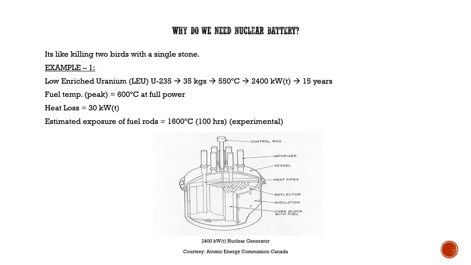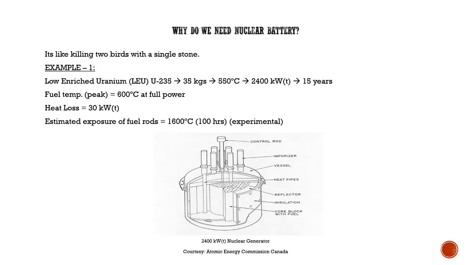This is an example of a nuclear generator, from the Nuclear Energy Commission, Canada. It's a 2400 kilowatt thermal nuclear generator. It uses low enriched uranium, a U-235 fuel, which is 35 kgs in weight, and it runs at a temperature of 550 degrees Celsius. It can run for a period of 15 years. Once started, it can run continuously for 15 years, with no stopping.